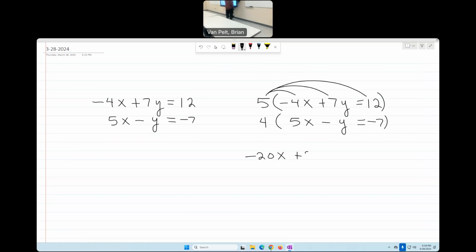plus 35y equals 60. And the second equation, I'll do the same thing, distribute through. I'll get positive 20x minus 4y, and that will equal negative 28.